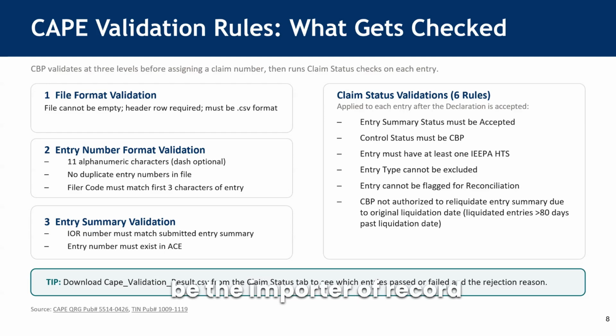You have to be the importer of record to request a refund for that entry, and the entry number has to be valid in ACE. And then off to the right, entry summary status has to be in an accepted status. Control status must be in a CBP control. There has to be at least one IEEPA tariff code on that entry. The entry type can't be one of the excluded ones I mentioned on the last slide. The entry cannot be flagged for reconciliation. And CBP is not authorized to reliquidate any entries that are greater than 90 days. Here they include 80 days because they are giving themselves 10 days to be able to run their analysis and their checks and their validation to be able to process the refund.